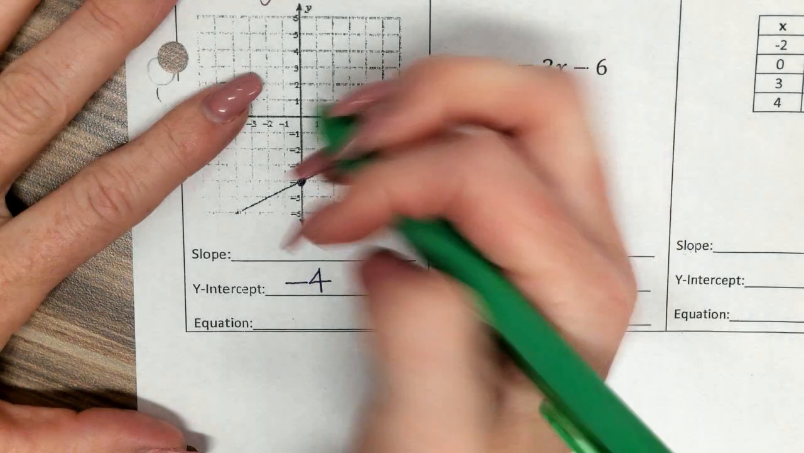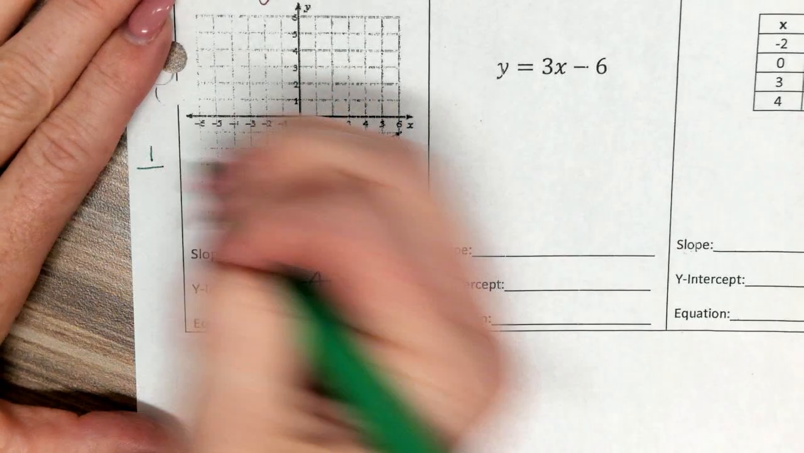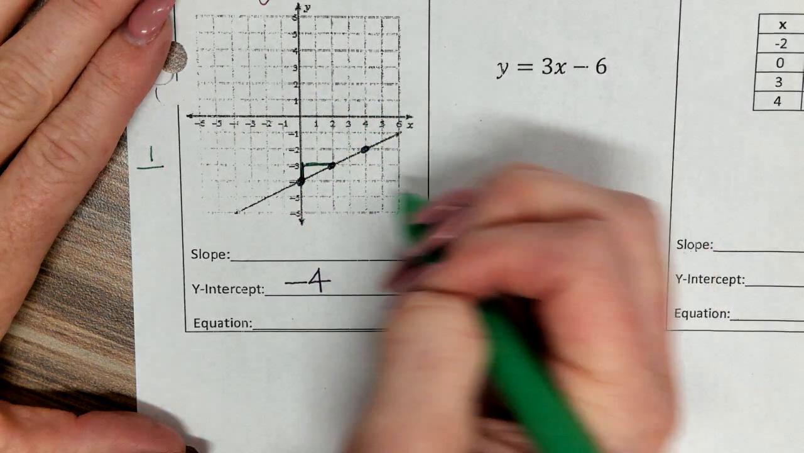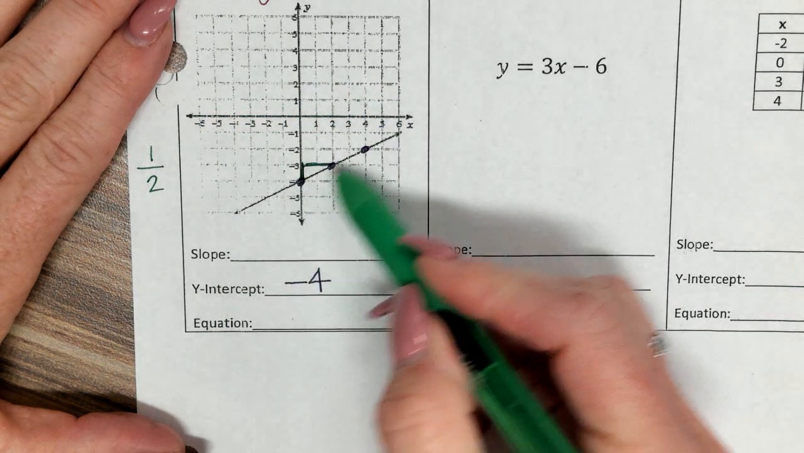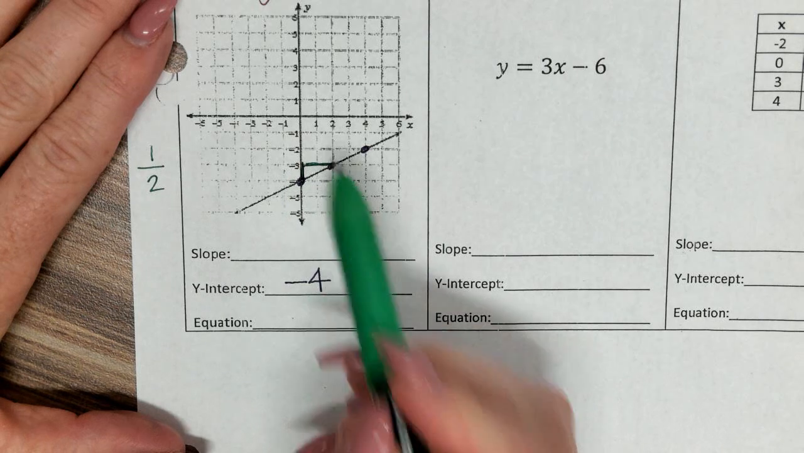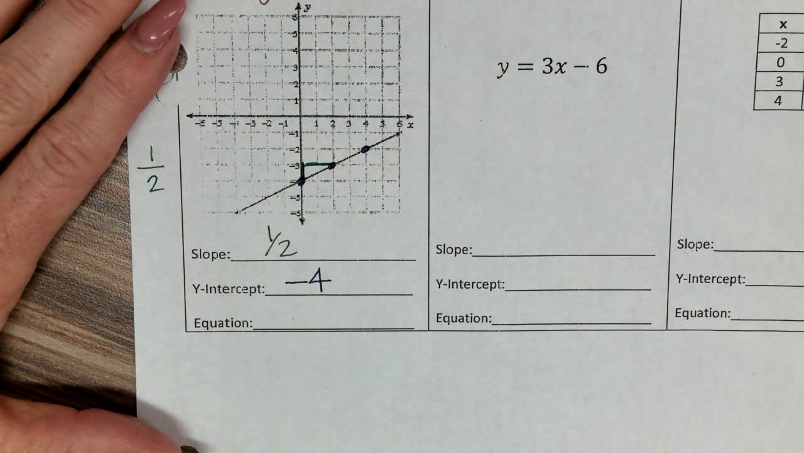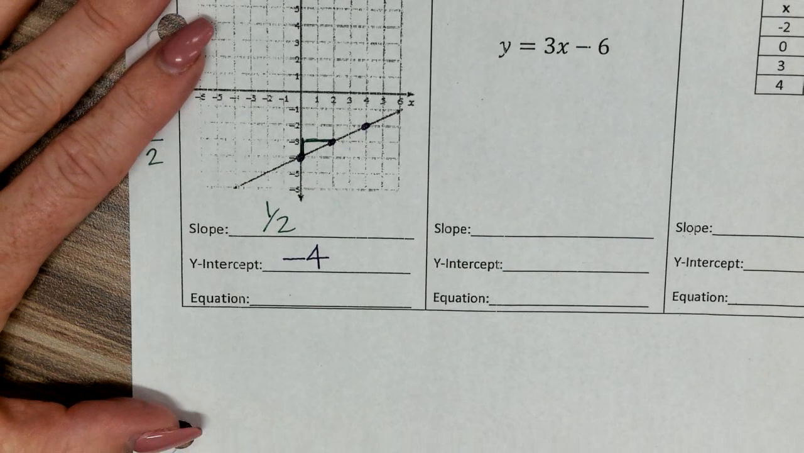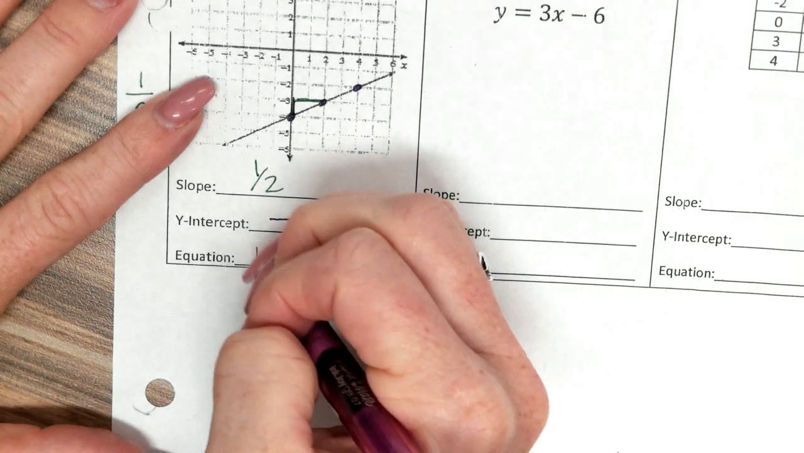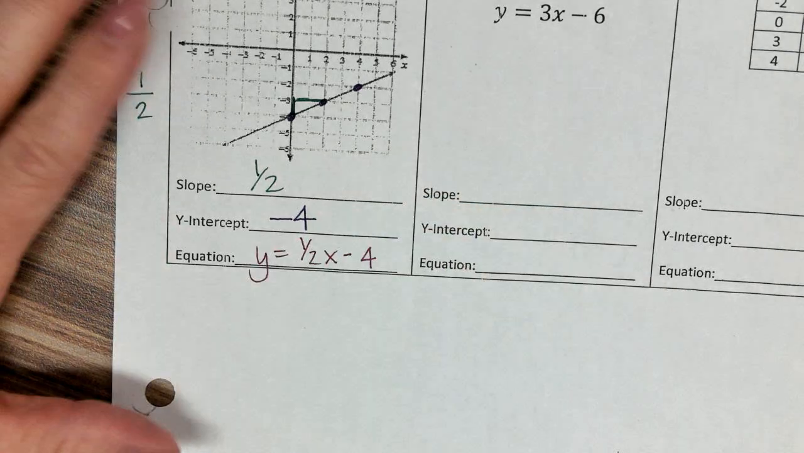So if I rise here, what is my rise? 1. What is my run? 2. Is it going up, positive, or down, negative? And you know that because up and right are both positive. So positive, positive. So my slope is 1/2. So my equation is y equals 1/2 x minus 4.